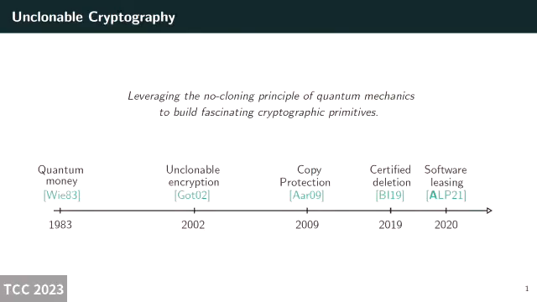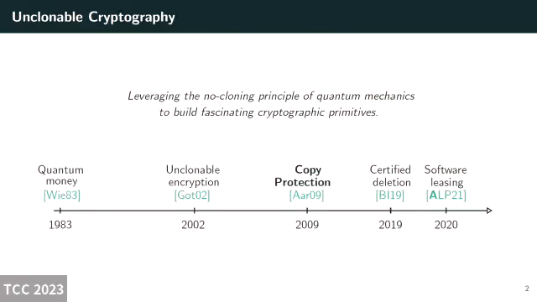And this is not a new area, and it has been around since the 80s. The very first primitive that was introduced was quantum money by Wiesner. It's arguably one of the most popular primitives in unclonable cryptography. And since then, there have been many interesting unclonable primitives, including unclonable encryption, copy protection, which I'm going to briefly talk about now, certified deletion, software leasing, and so on.